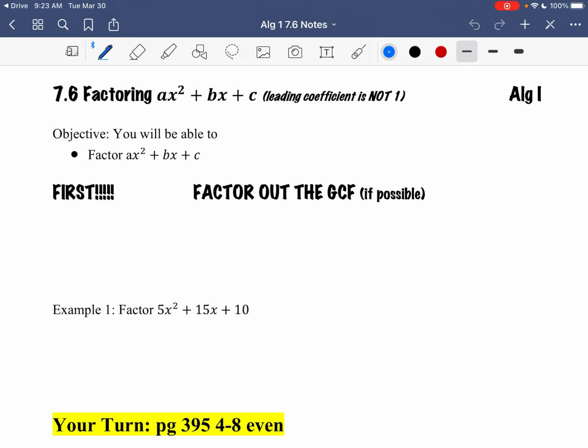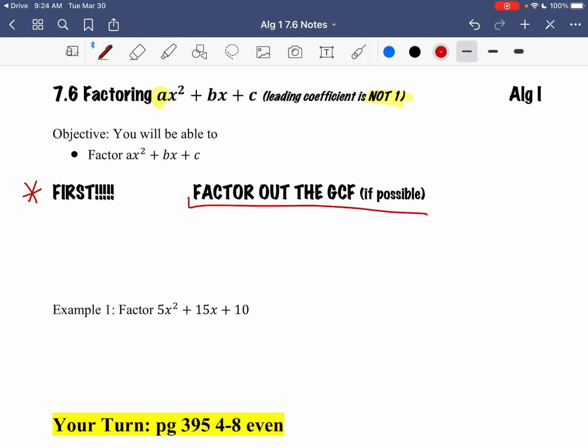All right, 7.6. Factoring ax squared plus bx plus c, where the leading coefficient is not 1. So we're going to have some number out here in front of this x squared that is not 1. And so we're going to look at some methods or ways of dealing with that. First, most important step, make factoring easier. Factor out the greatest common factor if possible.